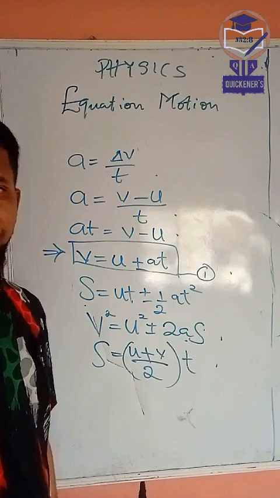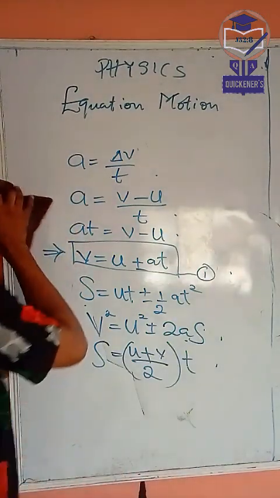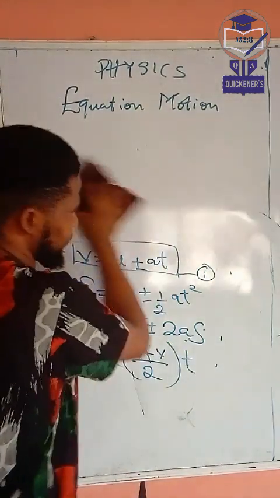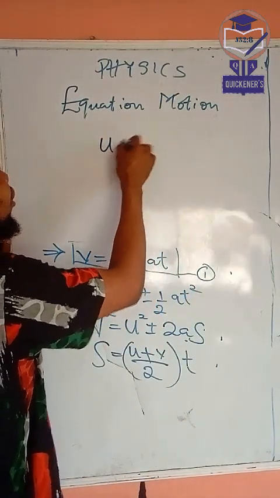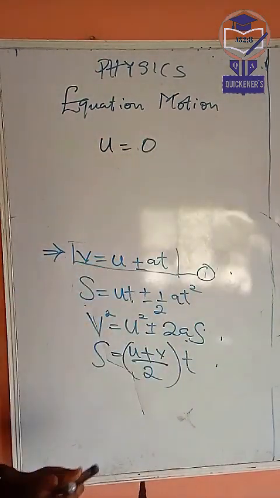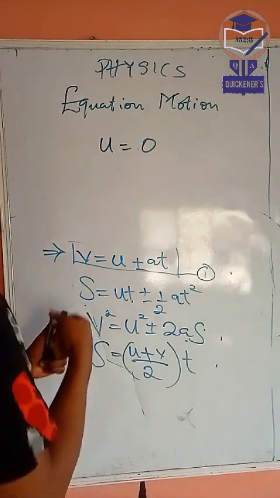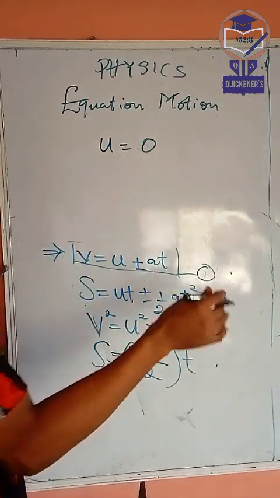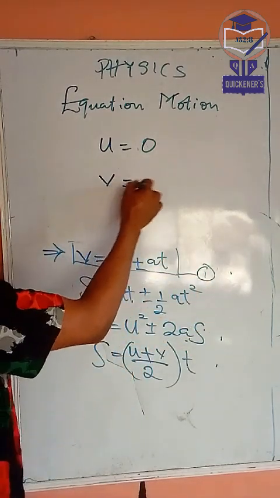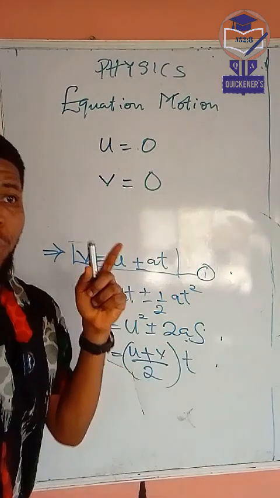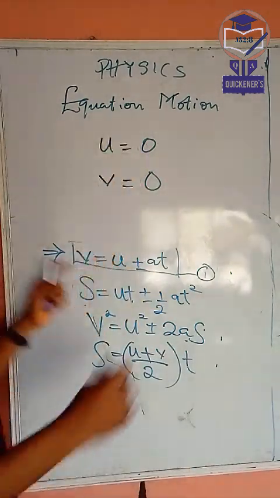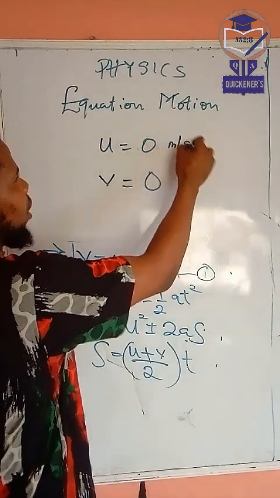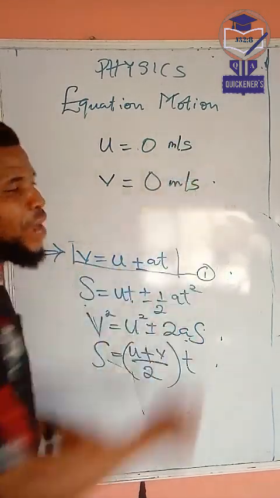Do you understand me? The other point is that when something starts from rest, it means the initial velocity is 0. If it is coming to rest, the final velocity is 0. So when you have these two values, your calculation will be very easy.